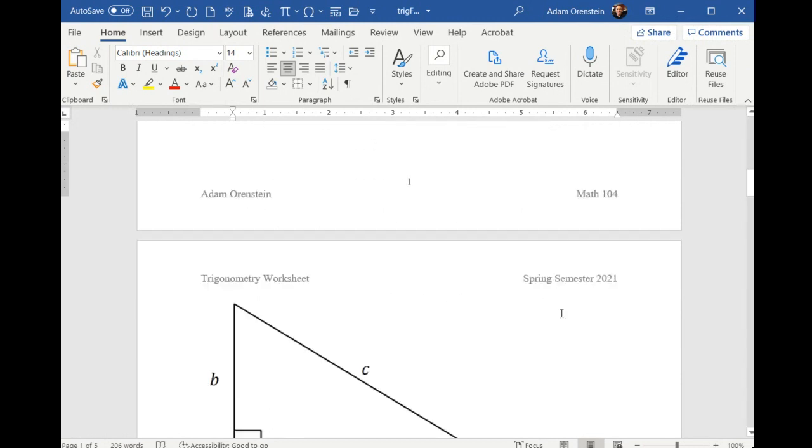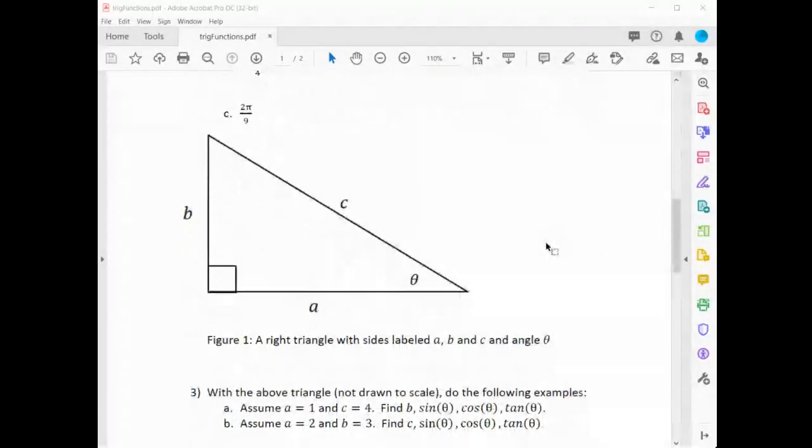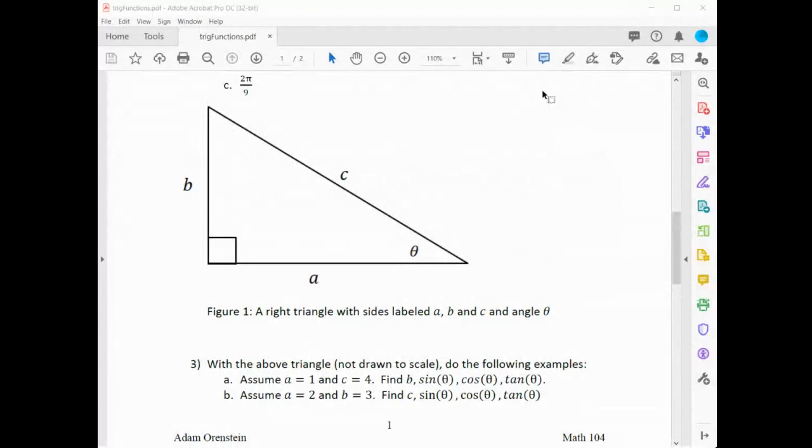Okay, so for the next one, number 3, parts A and B you're going to do now, but let me actually load up the worksheet. There it is. Okay, so 3 you're going to do now. You have the triangle here, and you're going to find these trig functions. So I want everyone to work on 3, parts A and B. It'll take about 5 minutes like before. Then we'll go through it together. So let me stop the recording.